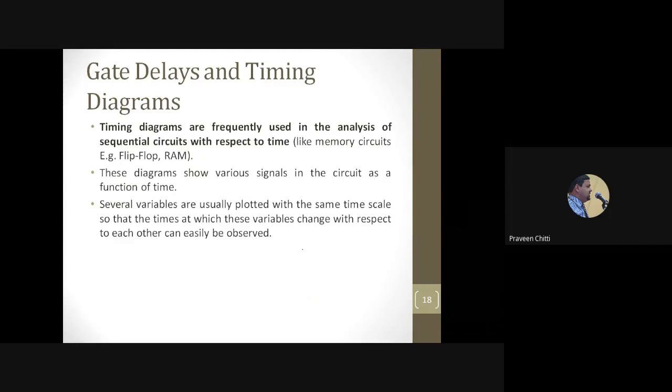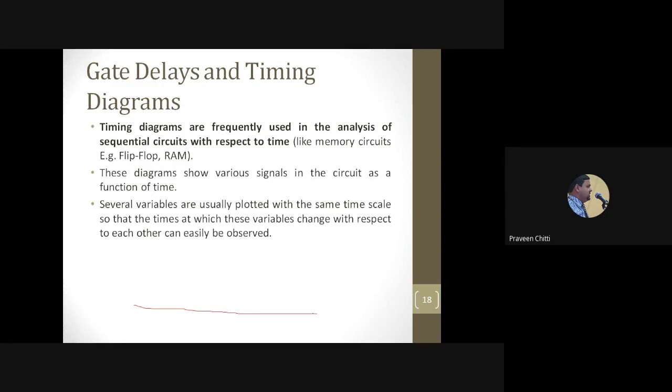So timing diagrams are frequently used in the analysis of sequential circuits with respect to time, like flip-flops, latches, RAM, memory, etc. What do these timing diagrams basically show? They show various signals in the circuit as a function of time. How the signals are changing with respect to time is indicated in the timing diagram. Several variables are usually plotted with the same time scale so that the times at which these variables change with respect to each other can easily be observed.